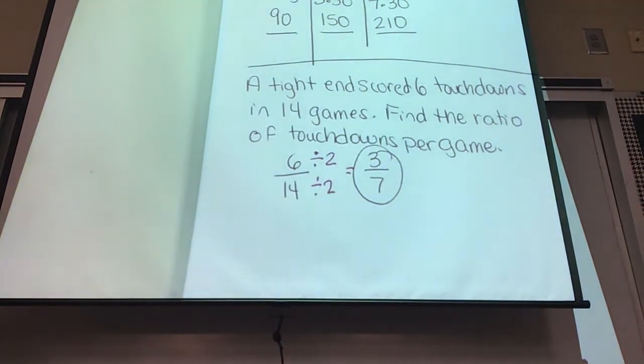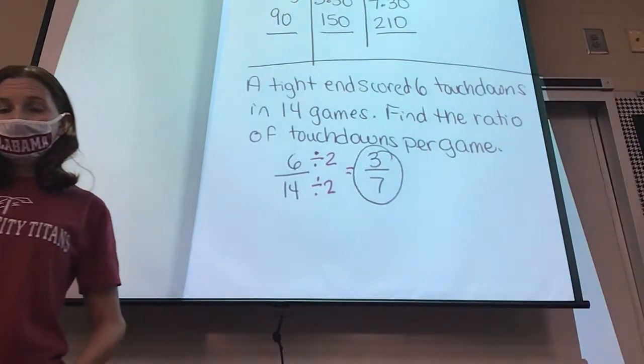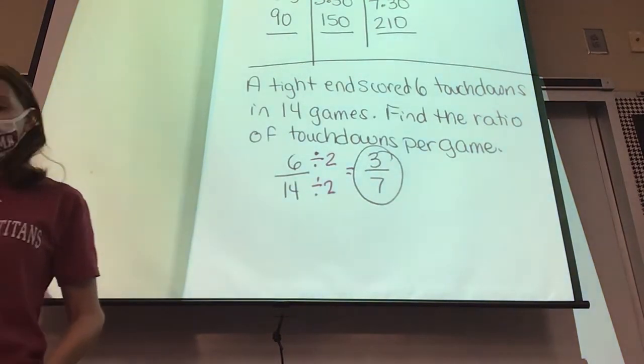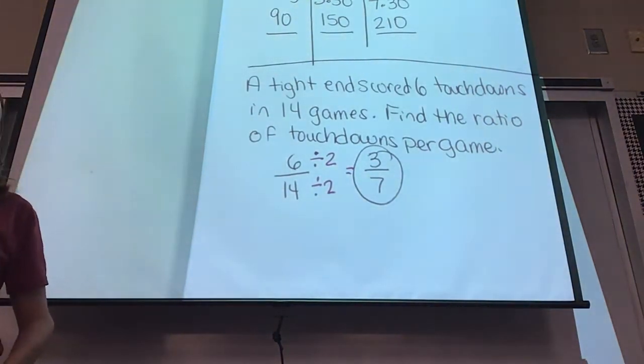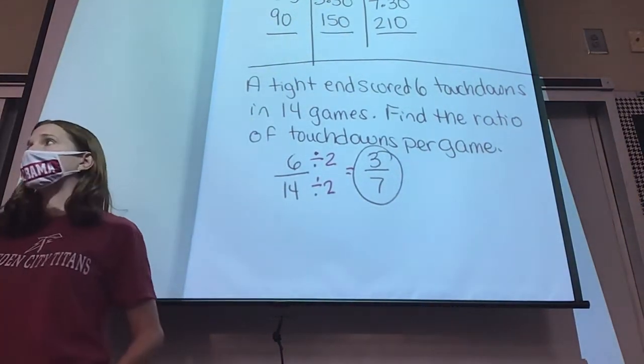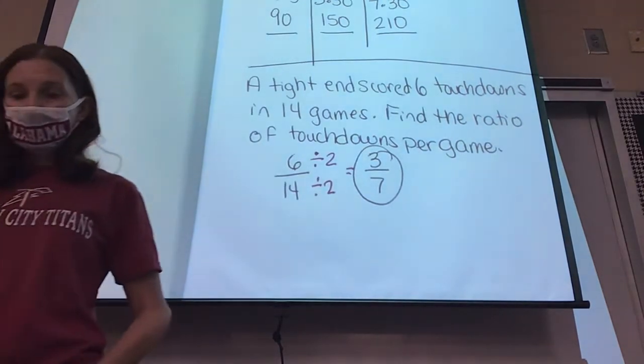So you still have to make sure you simplify these. If they can't be reduced, that's fine. You leave it. So if it's 2 and 3, 2 and 3 don't have anything in common. But 6 and 14 do. So you still have to make sure you reduce. Okay, so any questions? You just got to be able to read it and make sure that you can set it up.